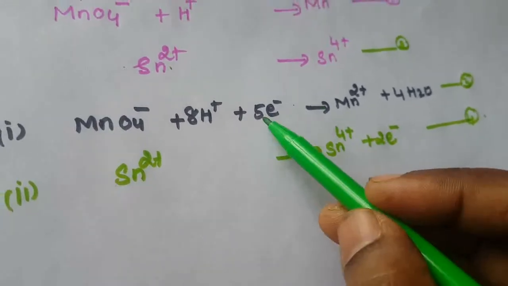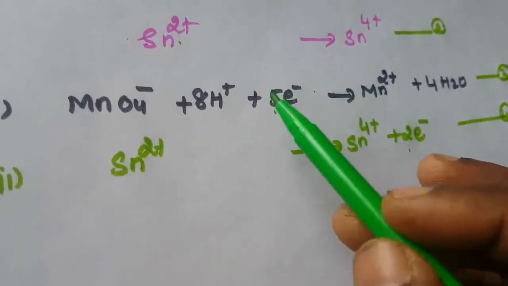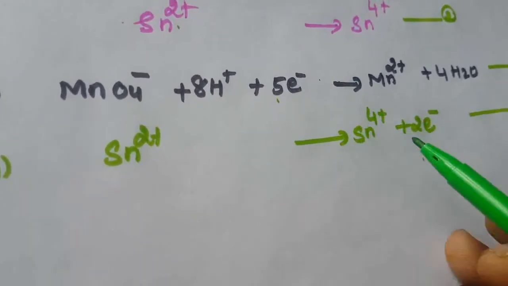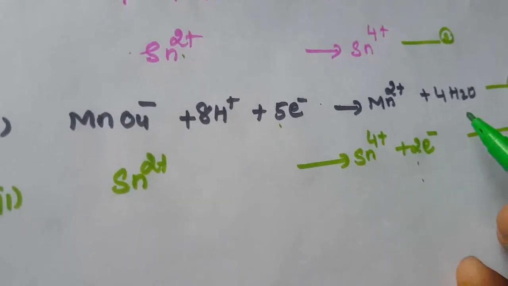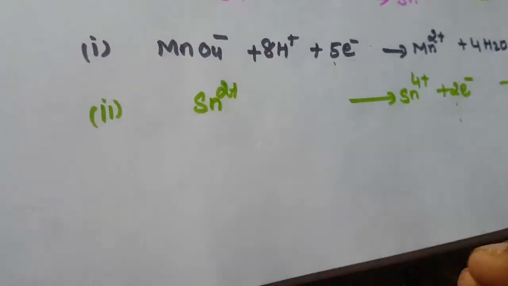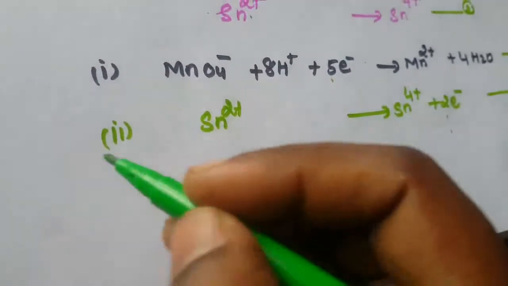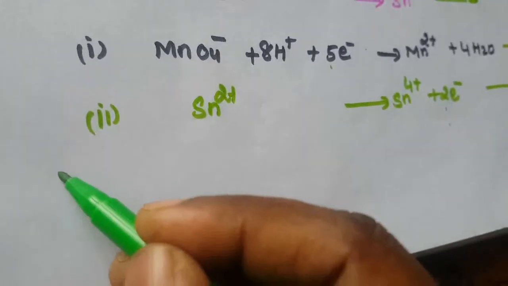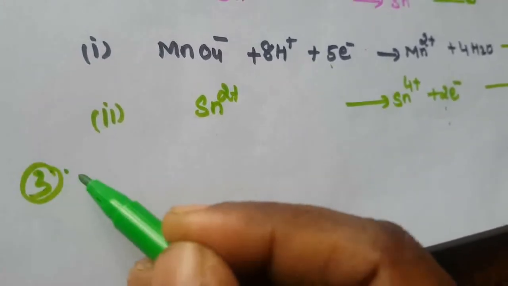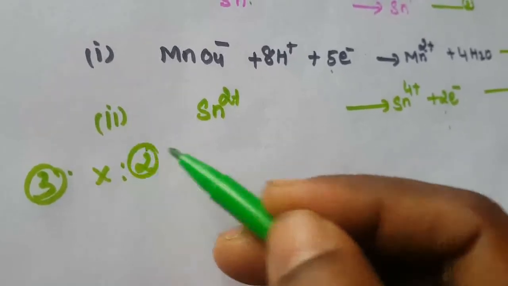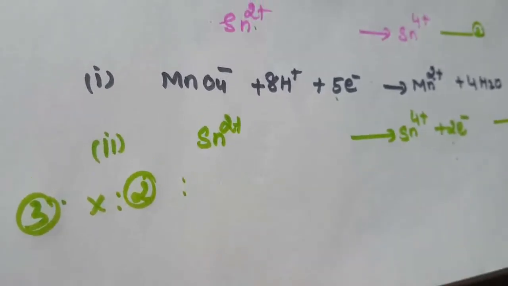Now you are balancing. This is 5. This is 2. Suppose the two different number of electron is there. Just you are cross multiplying. This first equation is multiplied by 2. The second equation is multiplied by 5. So balancing the electron. So that is first step is for third equation is multiplied by 2, right?